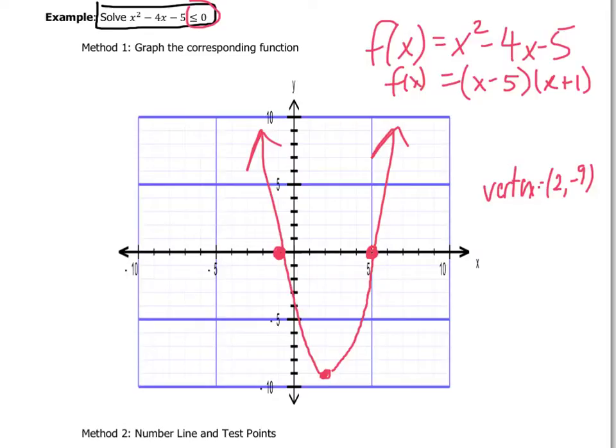Where is it that we are below 0? Right here. All of this that I'm highlighting in black is less than 0. Where are we exactly 0? At the intercepts. The question was asking for what x values we will be below or equal to 0. It's for all the x values from negative 1 up to 5. If we include the equals, that's when we will be at 0 exactly. That's the first method.